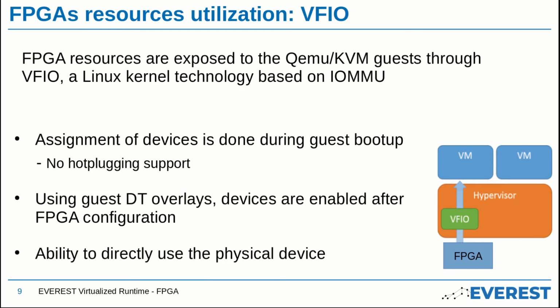Until the hot plug feature is implemented, we can take advantage of device tree overlays in the guest. The device tree overlays are basically patches for the base device tree that can be applied while the system is up and running. With them, we can enable the candidate devices inside the guests only after FPGA's configuration. After this, the FPGA devices can be safely probed to their drivers and used.